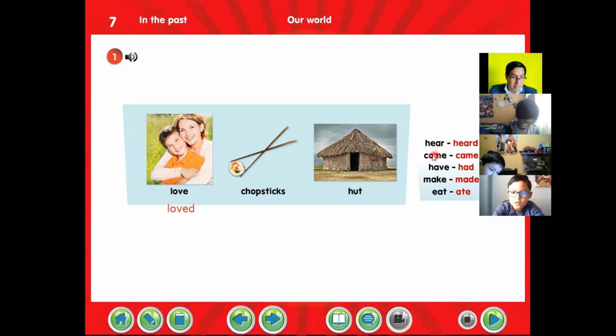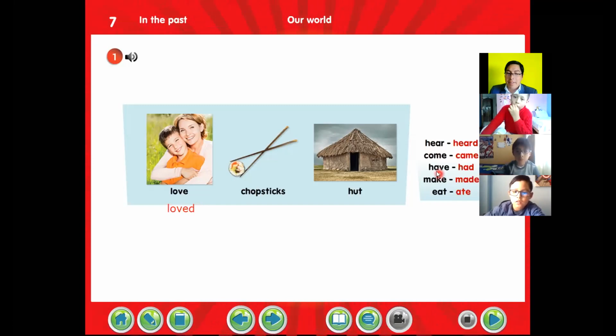Come here, you know this verb. Come here, came, the past. Have, you know this verb, have, tener. Make a cake, no? The past, made. Eat, you know the verb eat. I eat my lunch. This is present. In past, ate. Okay? Let's continue with the story now.